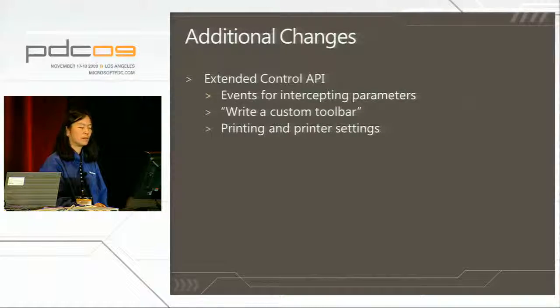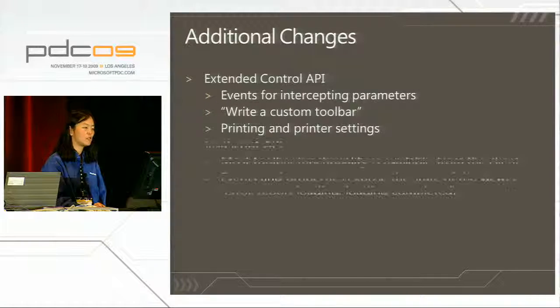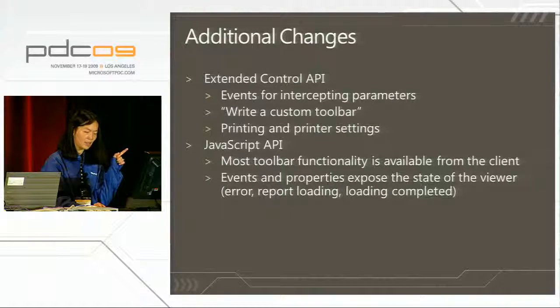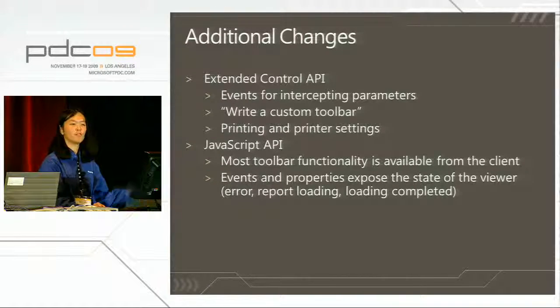And also some printing and printer setting changes. And we have added a client-side JavaScript API to let you manipulate most of the toolbar functionality on the client. I'll be showing you a quick demo exporting to Excel in just a bit, exporting to Word using my own code. And then we have a comprehensive list of events and properties in the client-side API, for example, errors, report loading events, loading completed events.